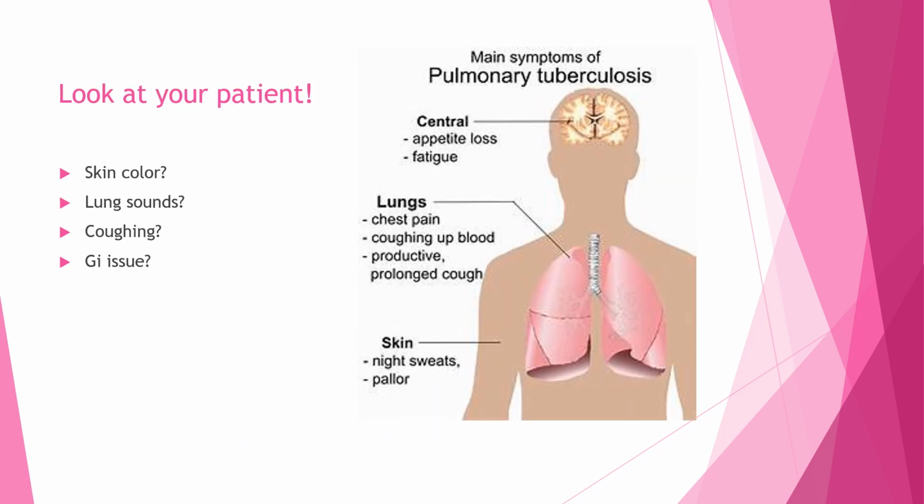All right, next one, TB, tuberculosis. As much as you would think that this is not something that still happens in our country, it absolutely is. We just don't see it a lot, but that's why we have the negative pressure rooms, or sorry, one of the reasons we have the negative pressure rooms in our facilities. The main sign and symptom is coughing up blood.